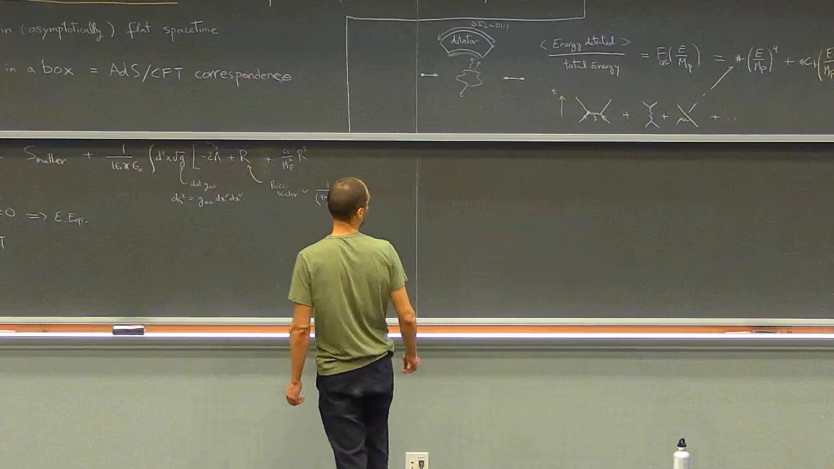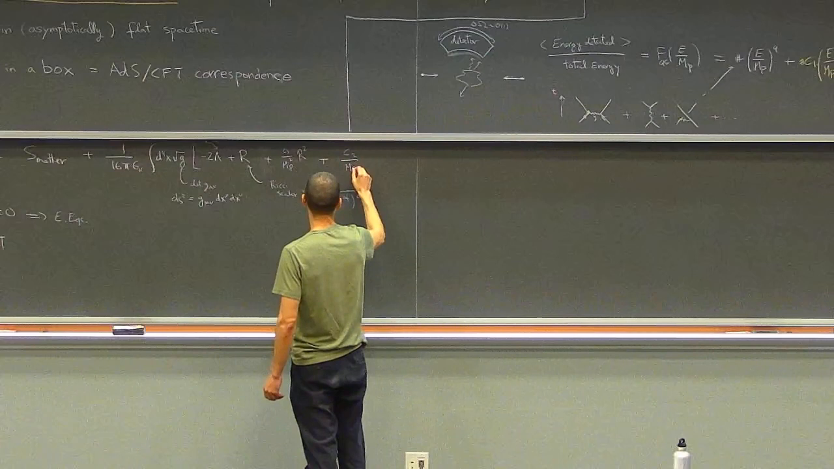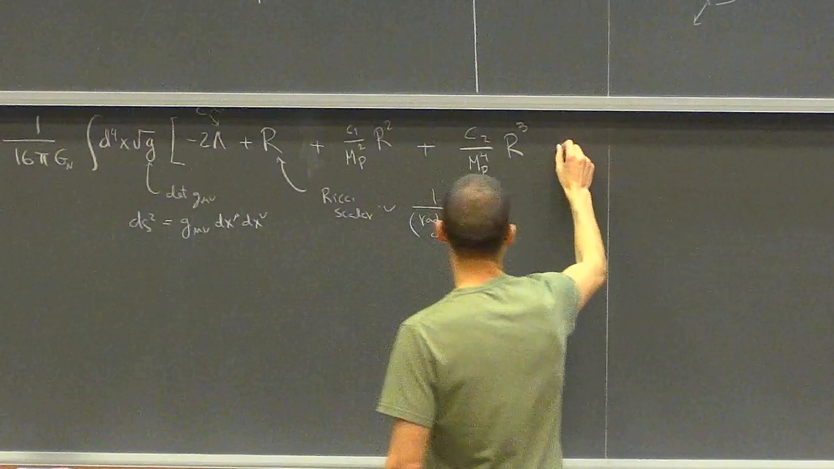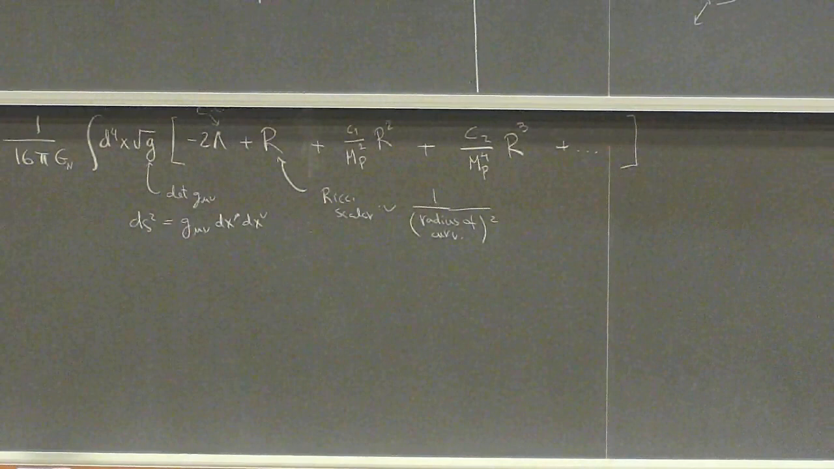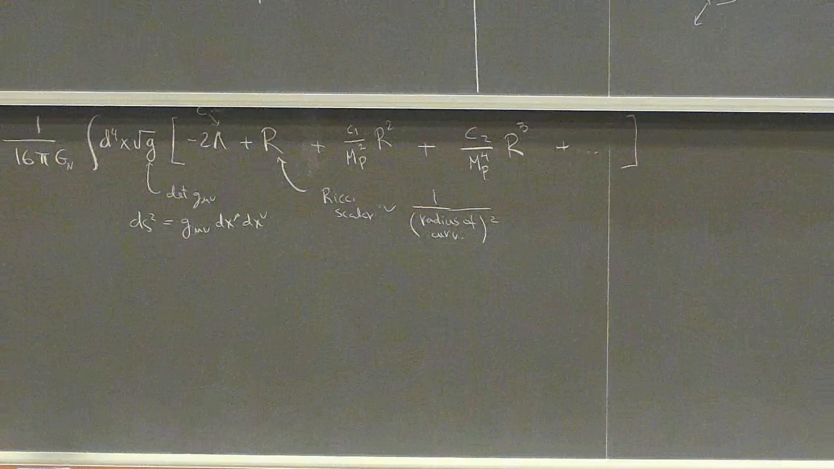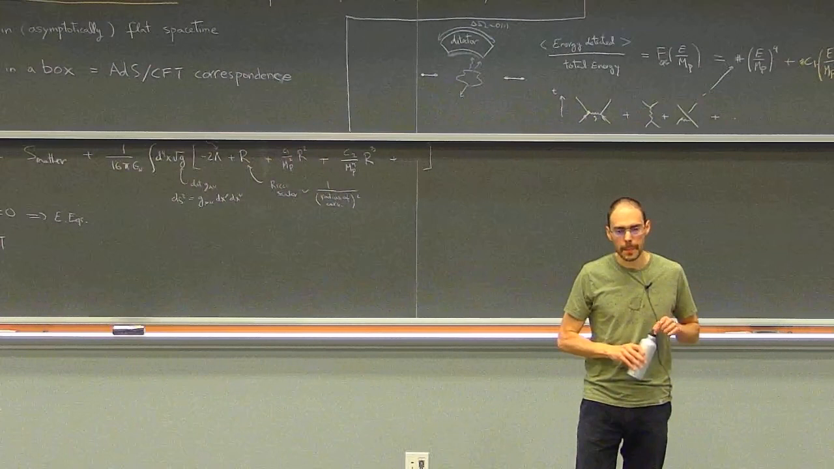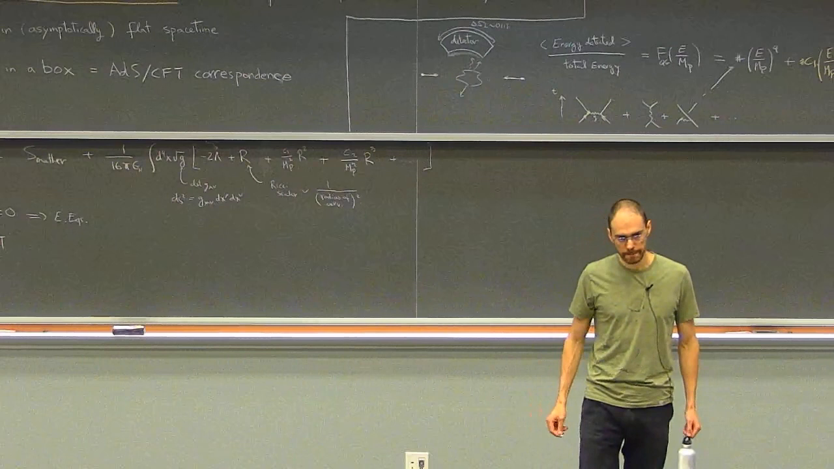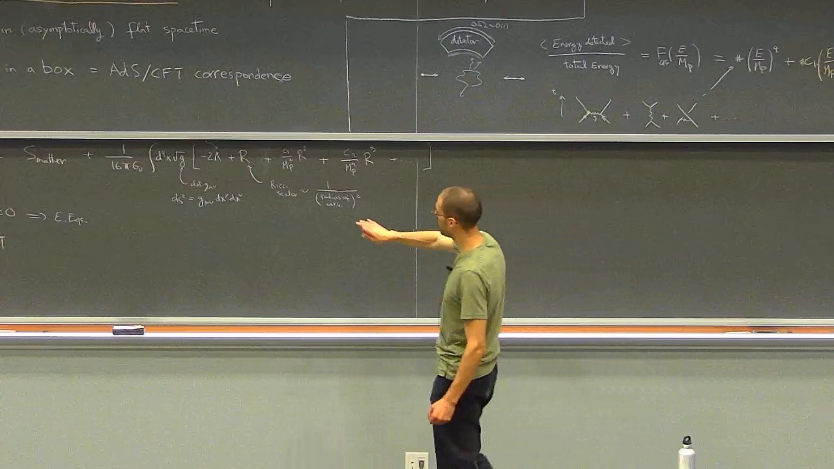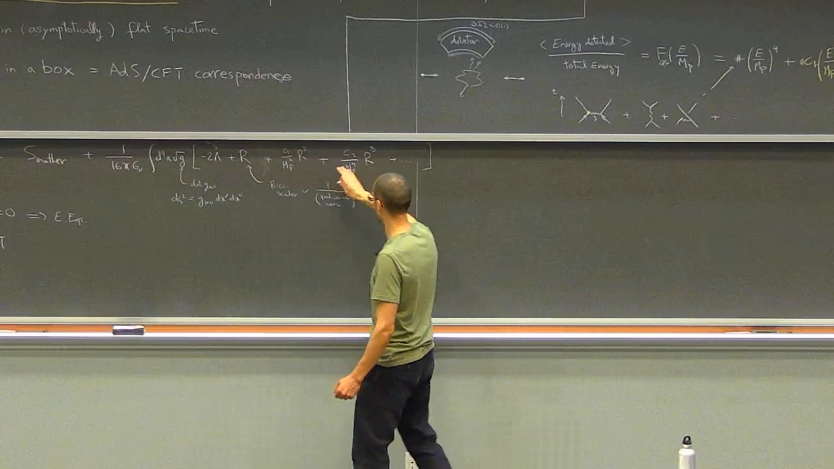Okay, and of course this doesn't stop. I mean, I don't know, let me just write one more if you want, okay? R to R cube, or you can also take derivatives. Oh, okay, let me stop. It's really an infinite series that you can do. So we know how to compute, I mean, parameterizing our ignorance like that, putting more and more coefficients, we know how to compute in principle up to arbitrary order.